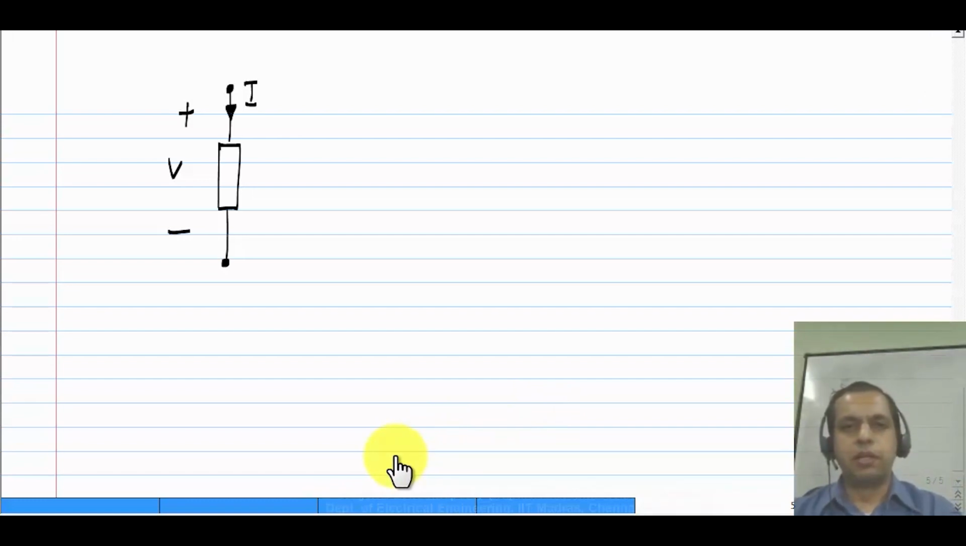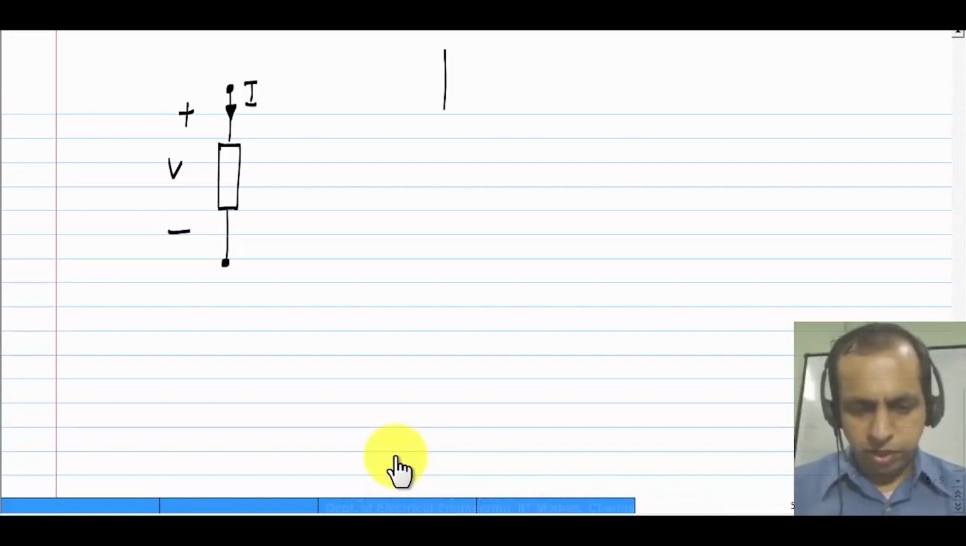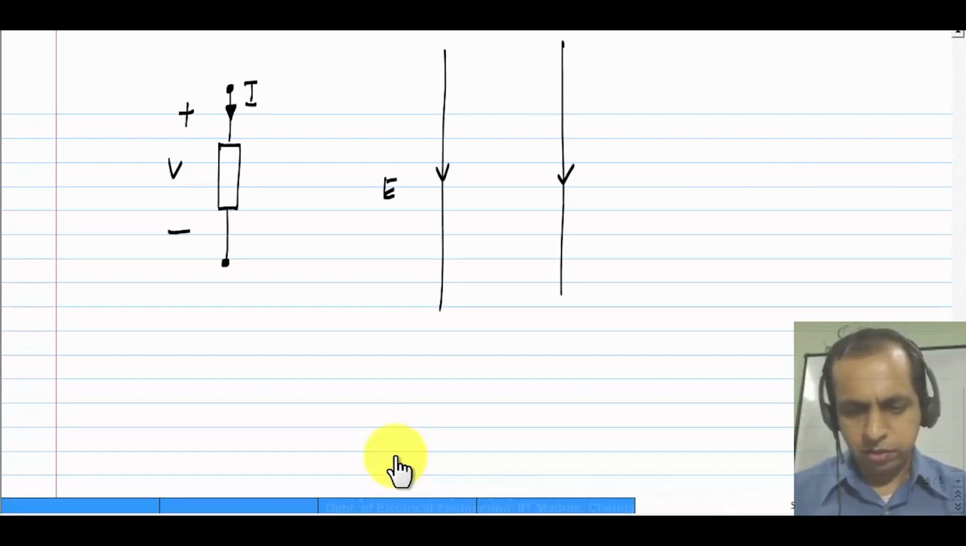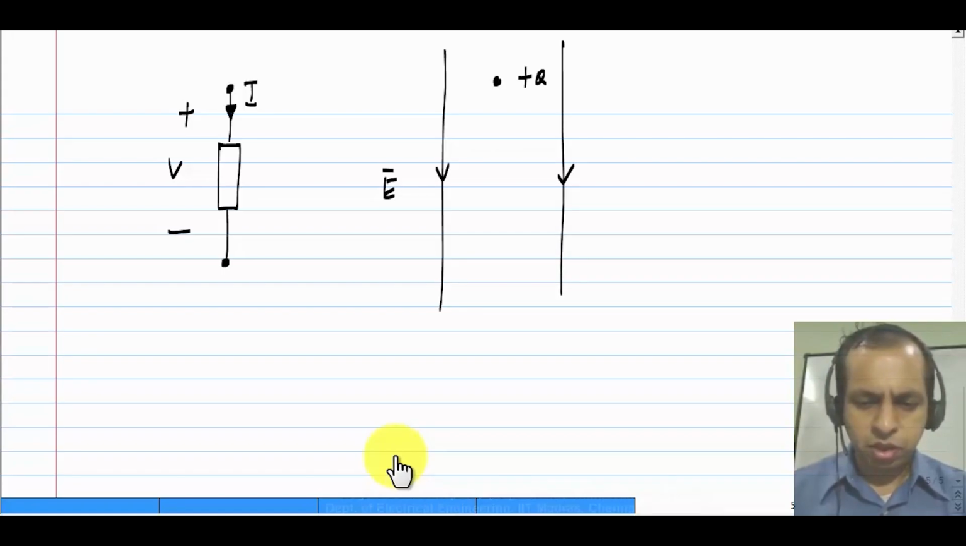So just like in gravity, a mass falls from higher potential to lower potential, a positive charge falls from higher potential to lower potential in an electric field. Okay, that's the definition. So if you have an electric field like this, okay, you know that a positive charge will tend to move in that direction.